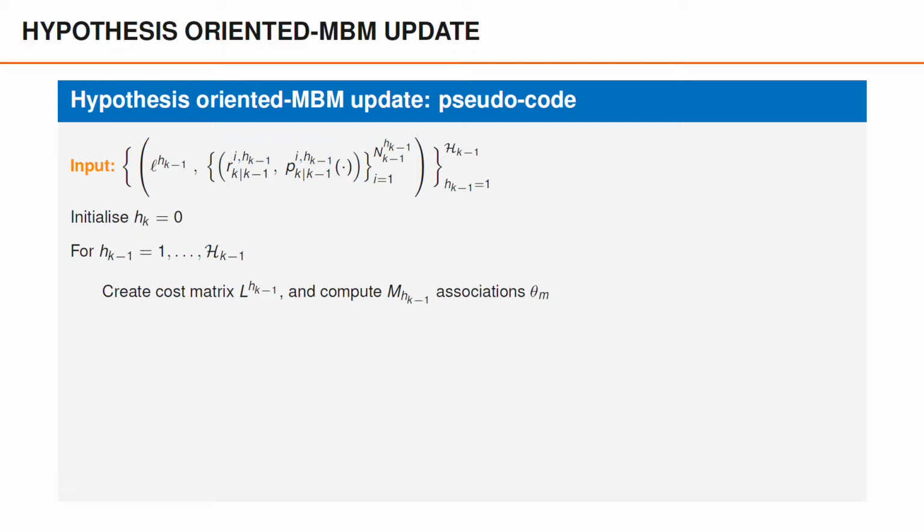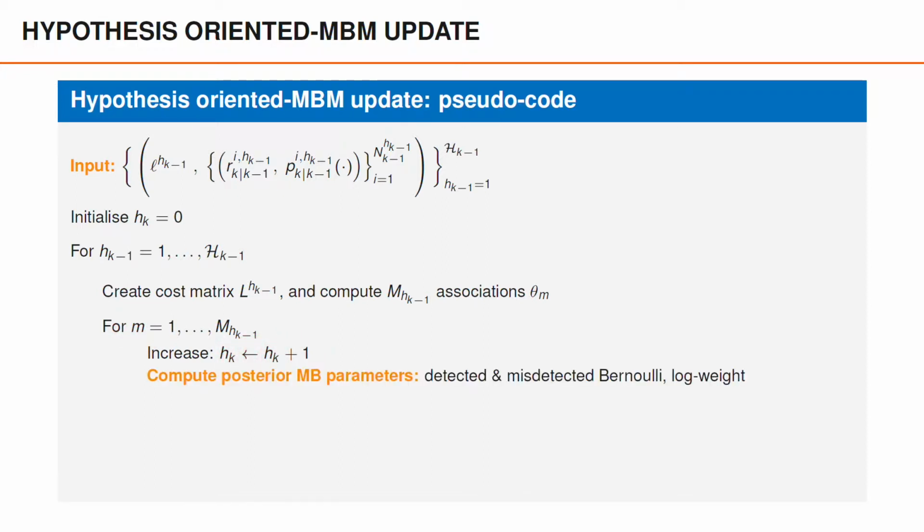known number of objects. For each association m, we first increase the posterior hypothesis index, and then we compute the posterior parameters. This includes computing the parameters of detected Bernoullis, misdetected Bernoullis, and the posterior log weight. Later in this movie, we will explain these 3 steps.